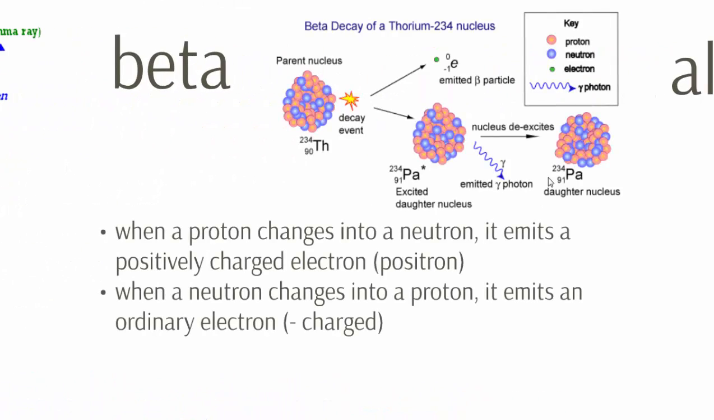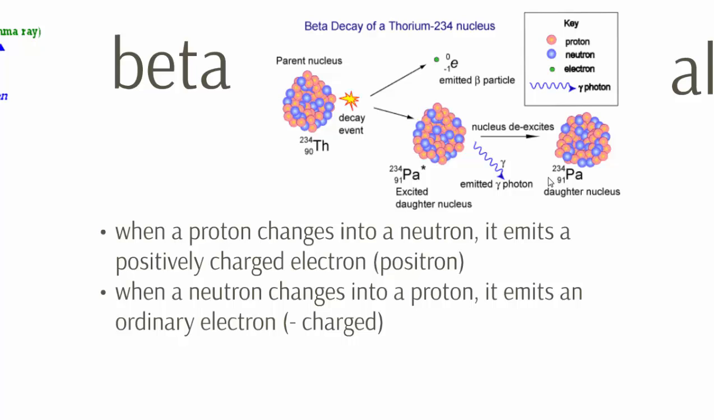Beta radiation is when a proton changes into a neutron and it's going to emit a positively charged electron. We call that positively charged electron a positron. So a proton changes into a neutron and gives off a positron, which is essentially a positively charged electron. Because when you think about it, a proton is positive and it's changing into something that is neutral, so it has to give off that positive charge, like a small packet of energy, and we call it a positron.